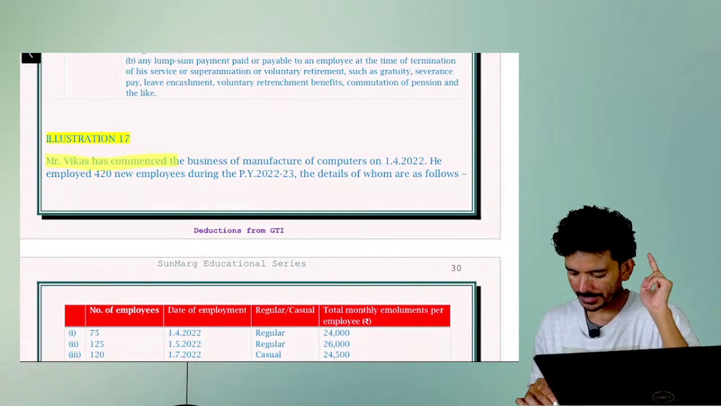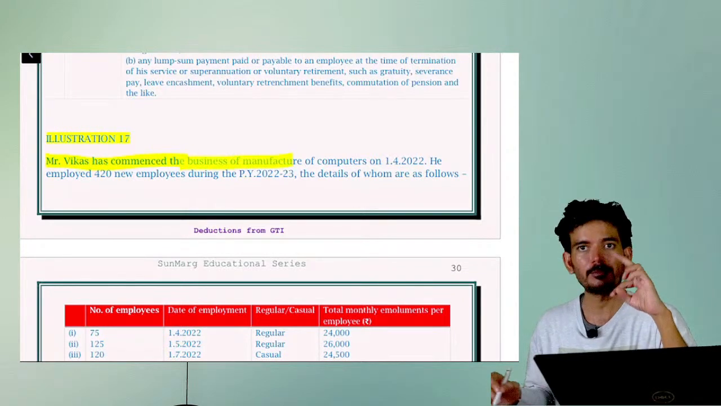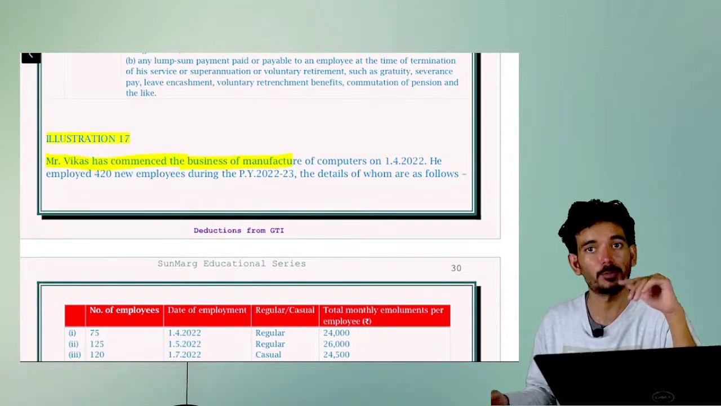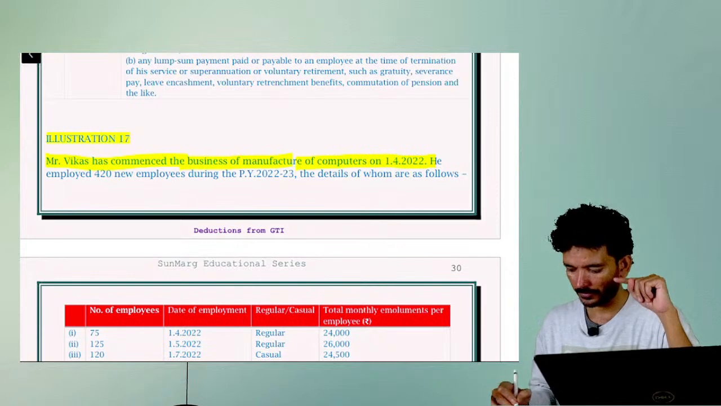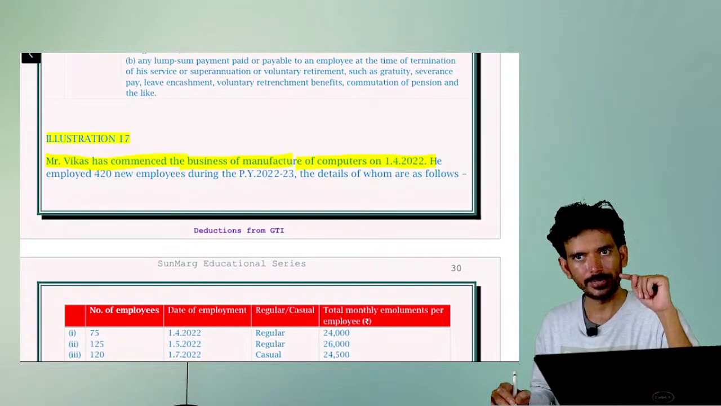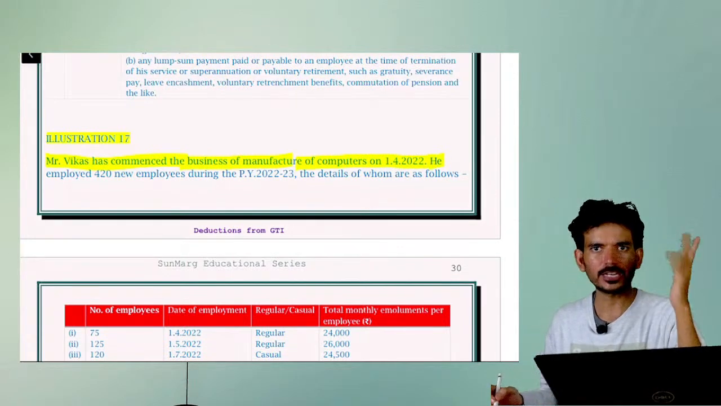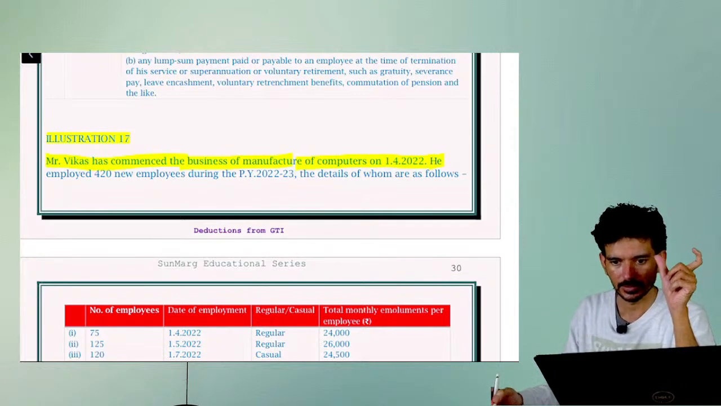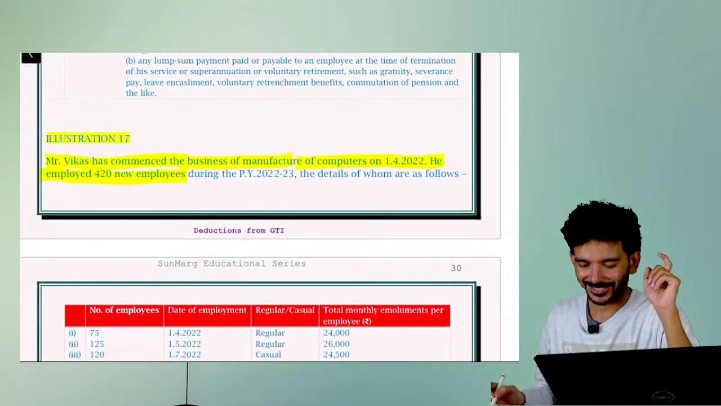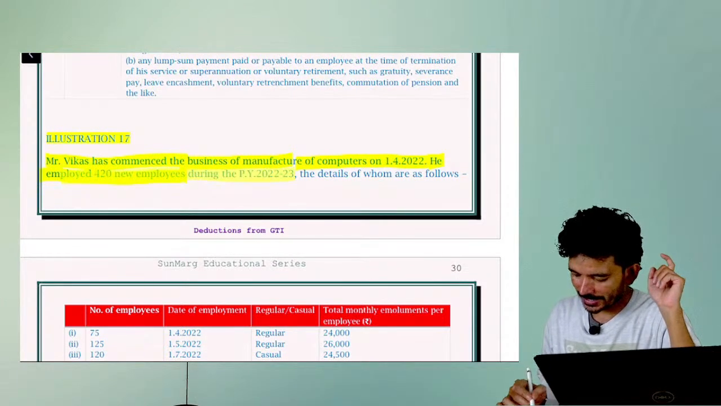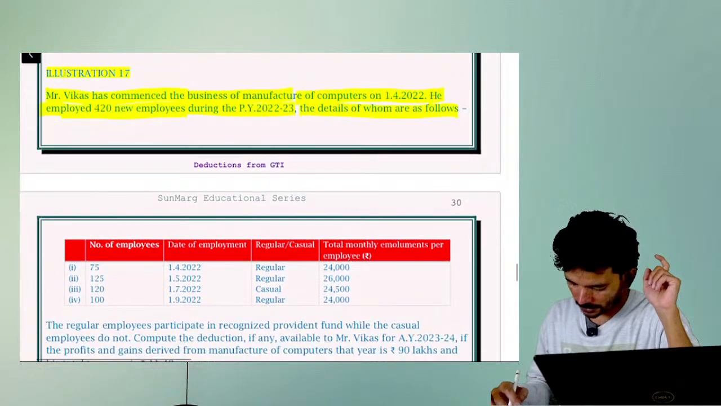Mr. Vikas has commenced the business of manufacturing. He commenced a new business, so the entire thing is eligible provided other conditions are satisfied, on this date of 1st April 2022. Since it is the beginning of the year, you can count the number of days. He employed 420 new employees during the year, the details of whom are given as follows.